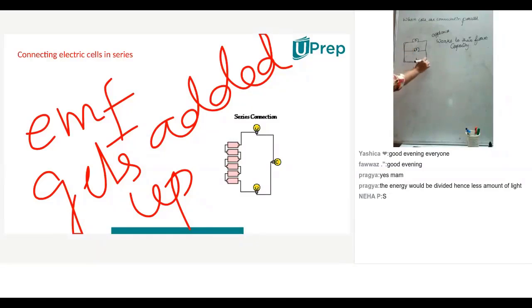Each appliance is connected to this source. Everything is connected individually to this. You can understand, that is what I'm trying to say. How can I say that they're individually connected? Because even if this appliance goes off, you can see the other one is still connected to this, which means that every appliance in parallel has its own connection with the power supply.